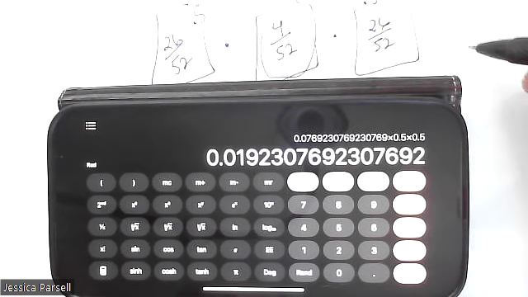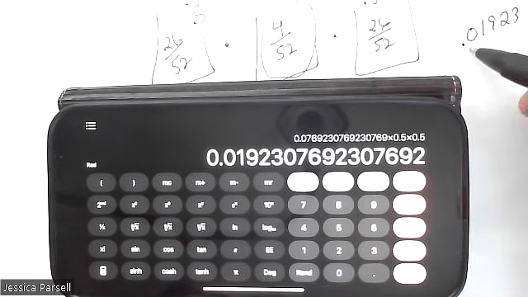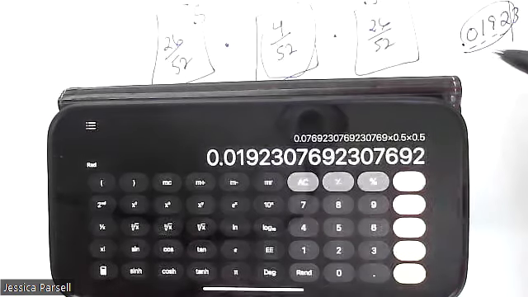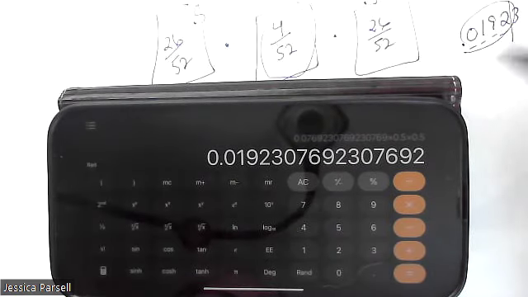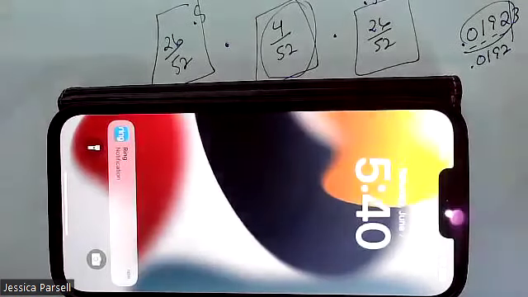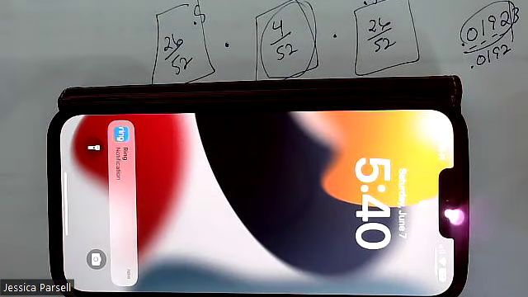Okay, so I'm getting 0.01923. How far do they want us to go out? 4 decimal places. So 1, 2, 3, 4. So we're going to go with 0.0192. So it's a 1.92% chance of this happening, where you would draw a red card first, then a 5 second, then a black card third.